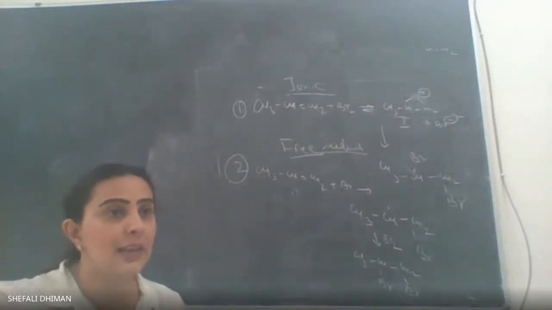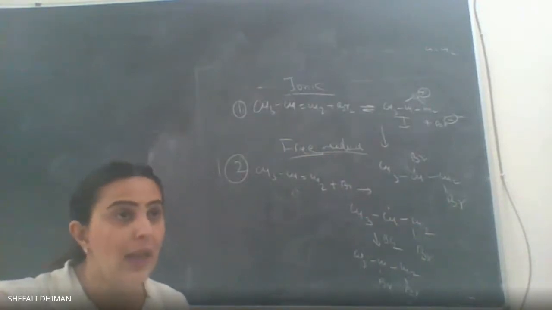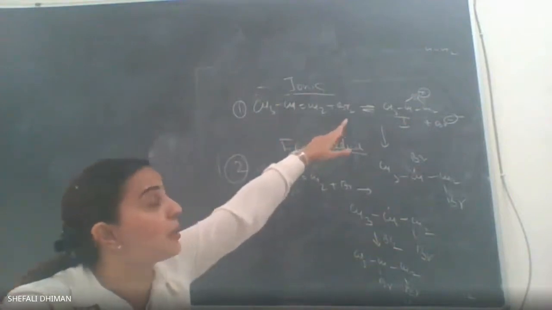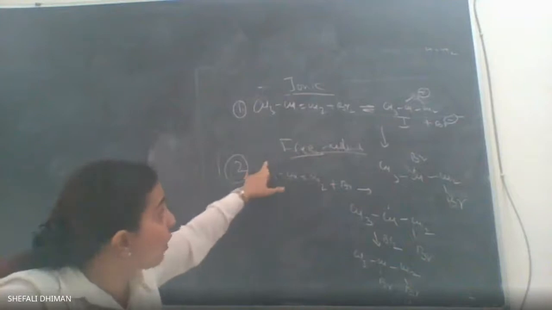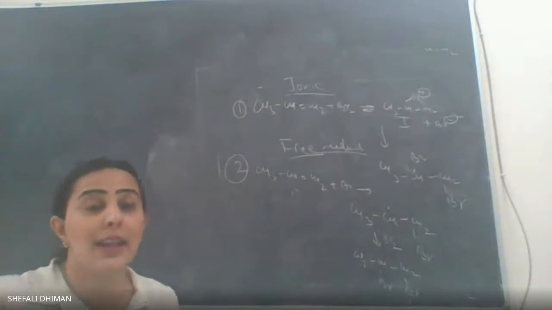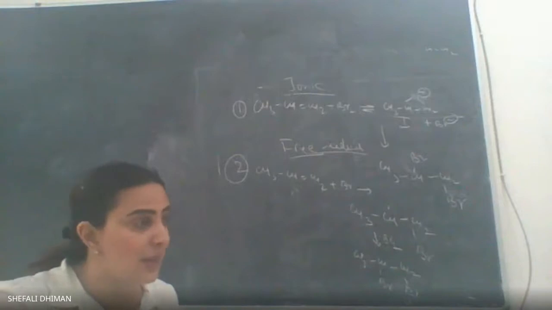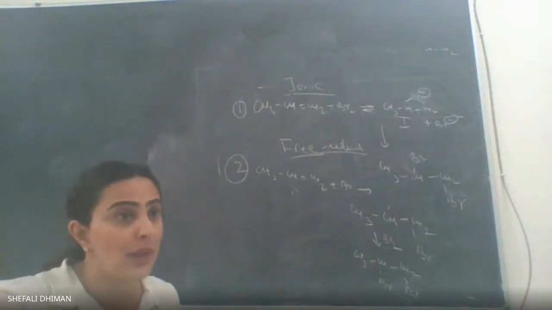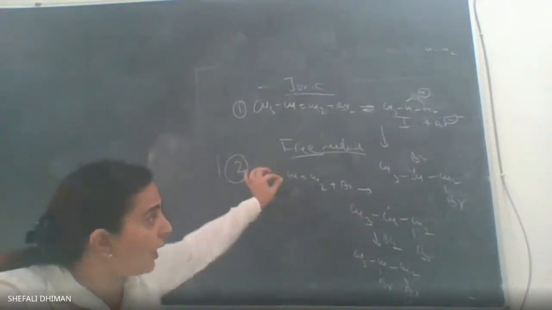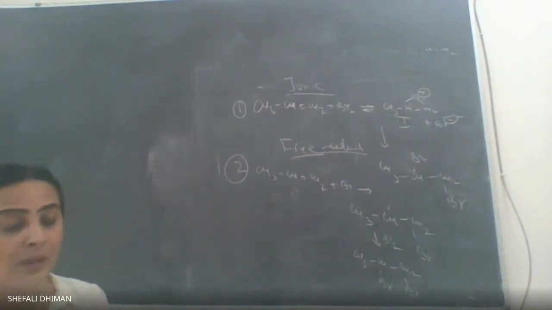So the key is that NBS maintains a very low concentration of bromine, and that is why the competing reactions do not happen. These are the ionic reaction, which involves the reversible formation of the bromonium ion, or the free radical addition reaction where addition across the double bond can easily occur. NBS is maintaining a low concentration of bromine, so the competing addition reactions do not occur.